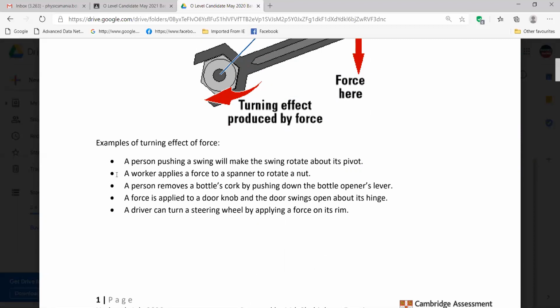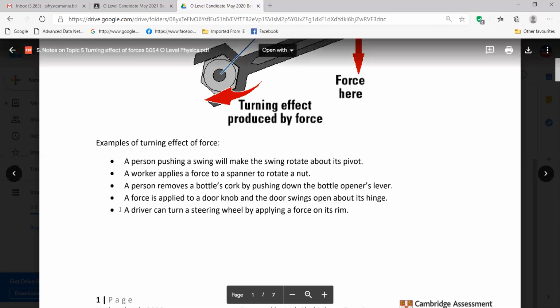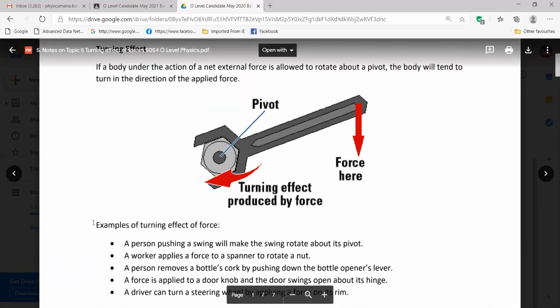Can you read it? A person pushing a swing will make the swing rotate about its pivot. The worker applies a force to a spanner to rotate a nut. A person removes a bottle's cork by pushing down the bottle opener lever. A force is applied to a doorknob and the door swings open about its hinge. A driver can turn a steering wheel by applying a force on its ring. So here we gave five examples, right? Where to use the turning effect of force.